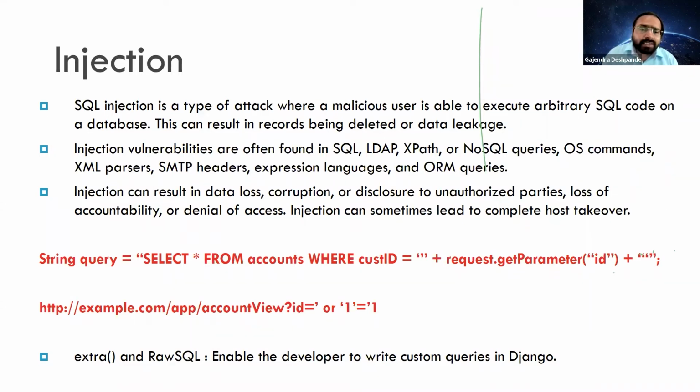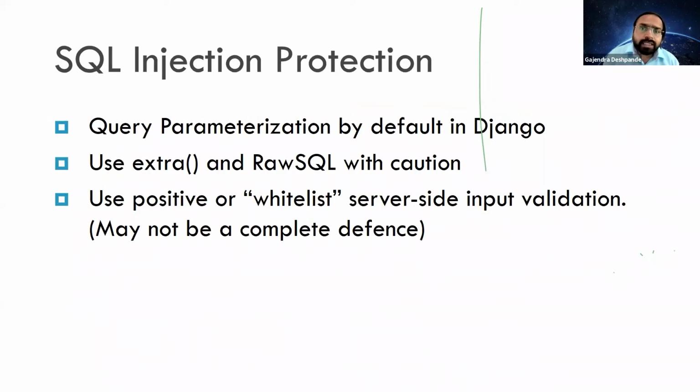Okay. Then there are two functions. One is extra and the second one is raw SQL, which enable the developer to write custom queries in Django. So which can be the source of, again, injection in Django. Now, how can you protect yourself or your application from SQL injection attack?